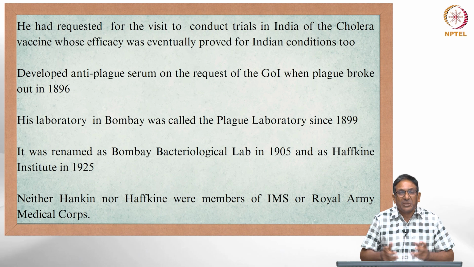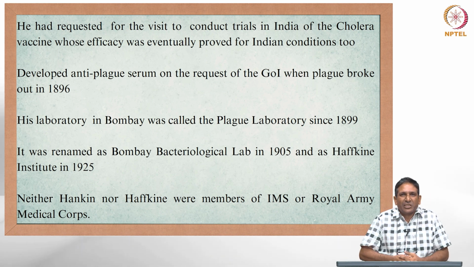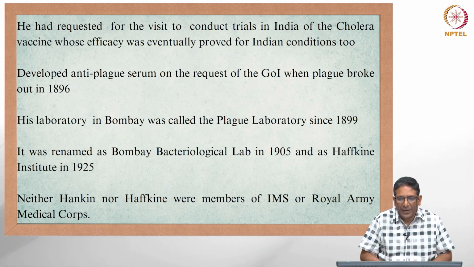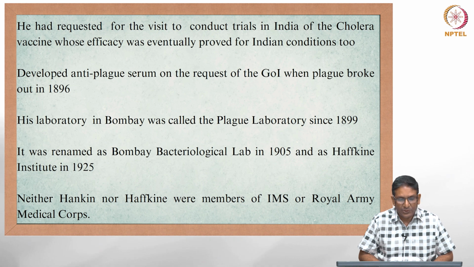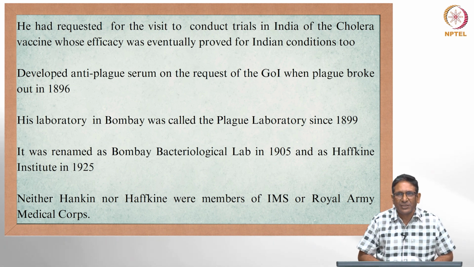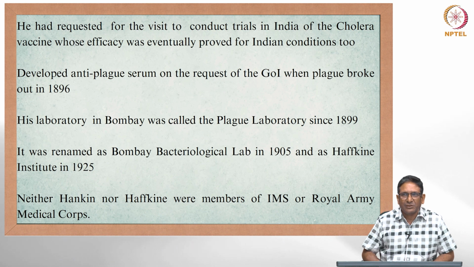Especially now in the context of COVID, we have been talking a lot about vaccines and India's special place as a global supplier. So here we see it was even discovered here, in his lab at Bombay, which was called the Plague Laboratory since 1899. Later it was renamed the Bombay Bacteriological Laboratory in 1905 and eventually the Haffkine Institute in 1925.